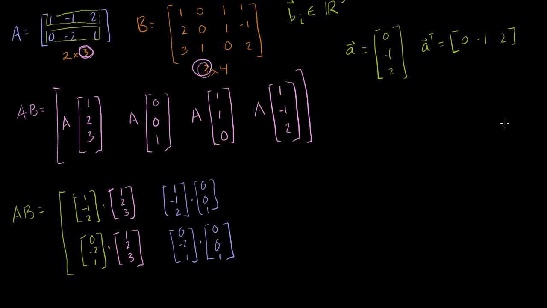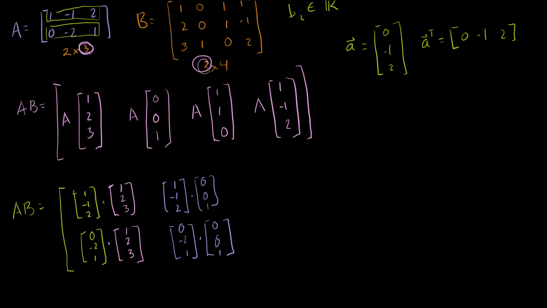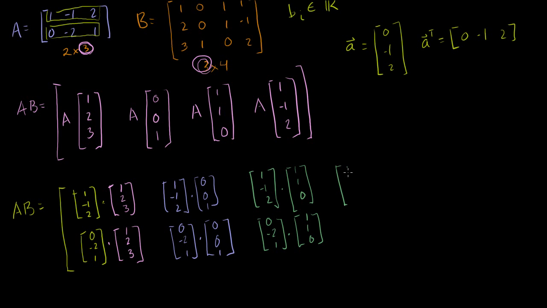Two more rows left. This can get a little tedious, and it's inevitable that I'll probably make a careless mistake. But as long as you understand the process, that's the important thing. Then the next one, this row of A expressed as a column vector, 1, -1, 2, we're going to dot it with this vector right there, 1, 1, 0. And then this row of A, 0, -2, 1, dotted with 1, 1, 0.